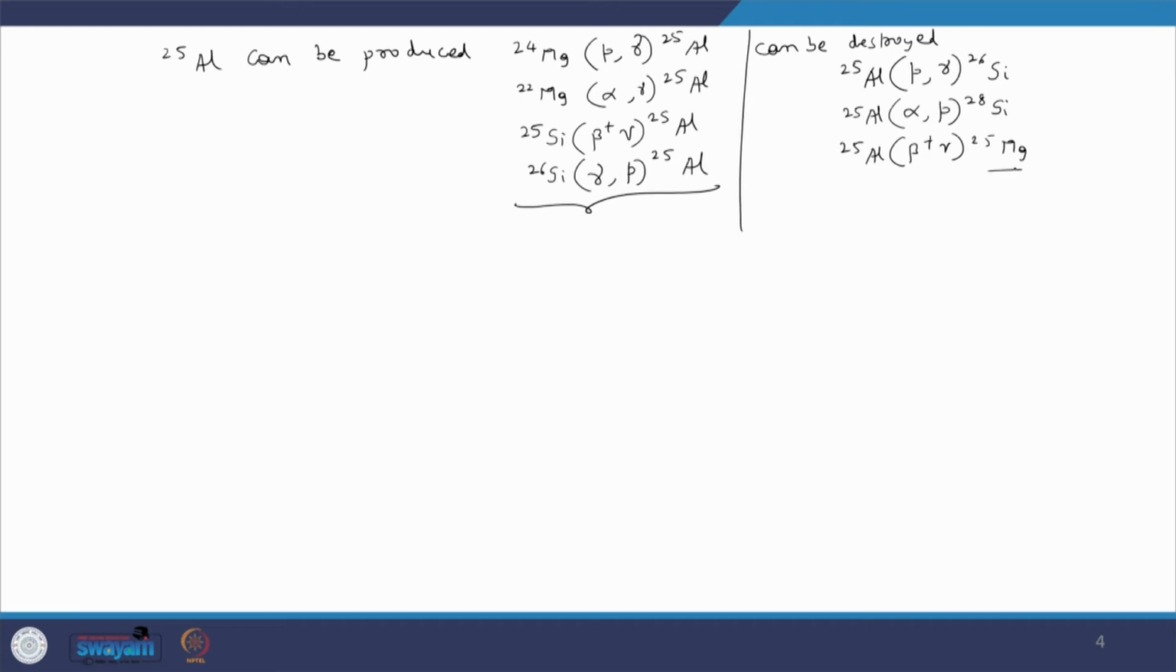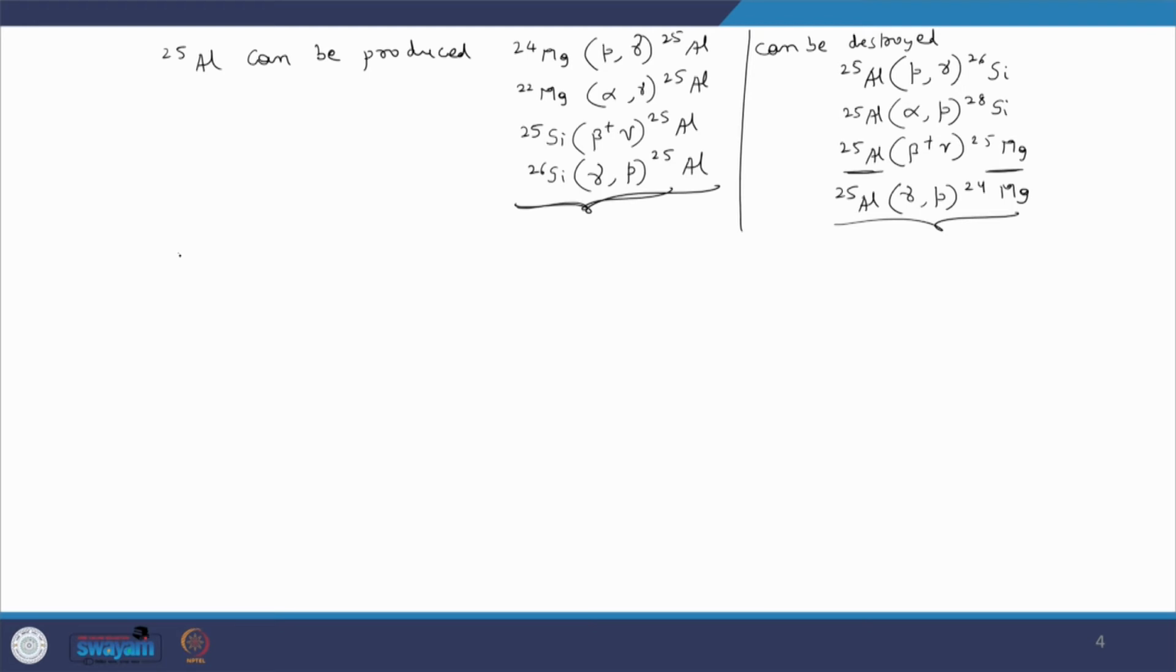This is not of our concern. The main concern is this 25Al, how it undergoes destruction. And 25Al can also undergo a photodisintegration process with gamma, giving rise to 24Mg. So, you can see the equivalence between these processes and these processes in inverse and forward direction.